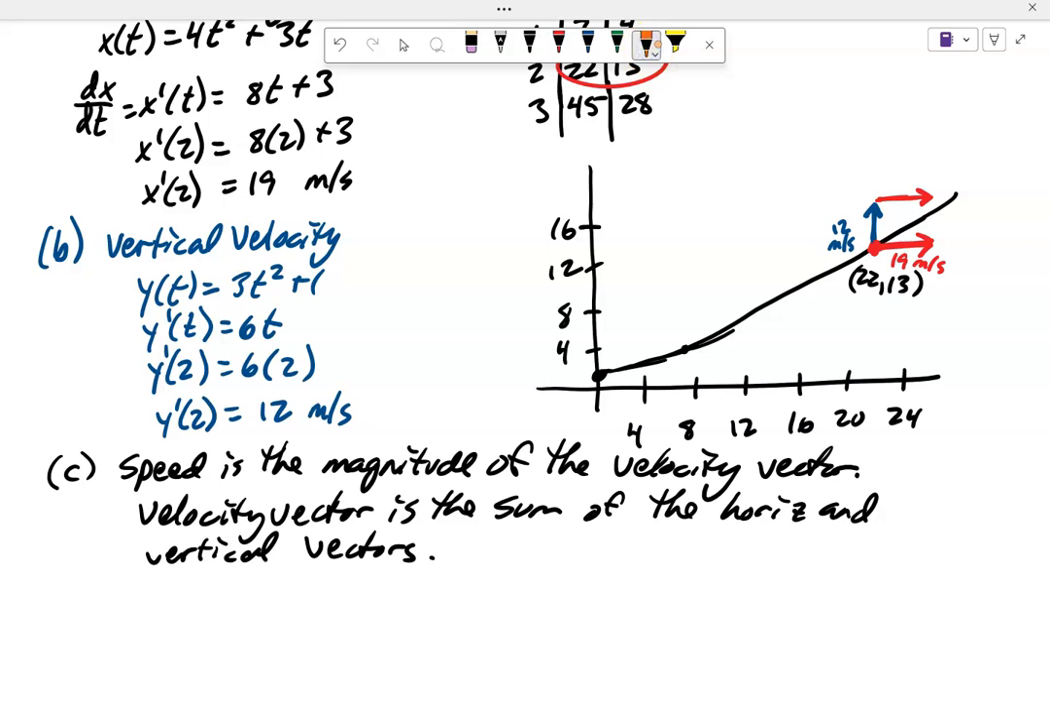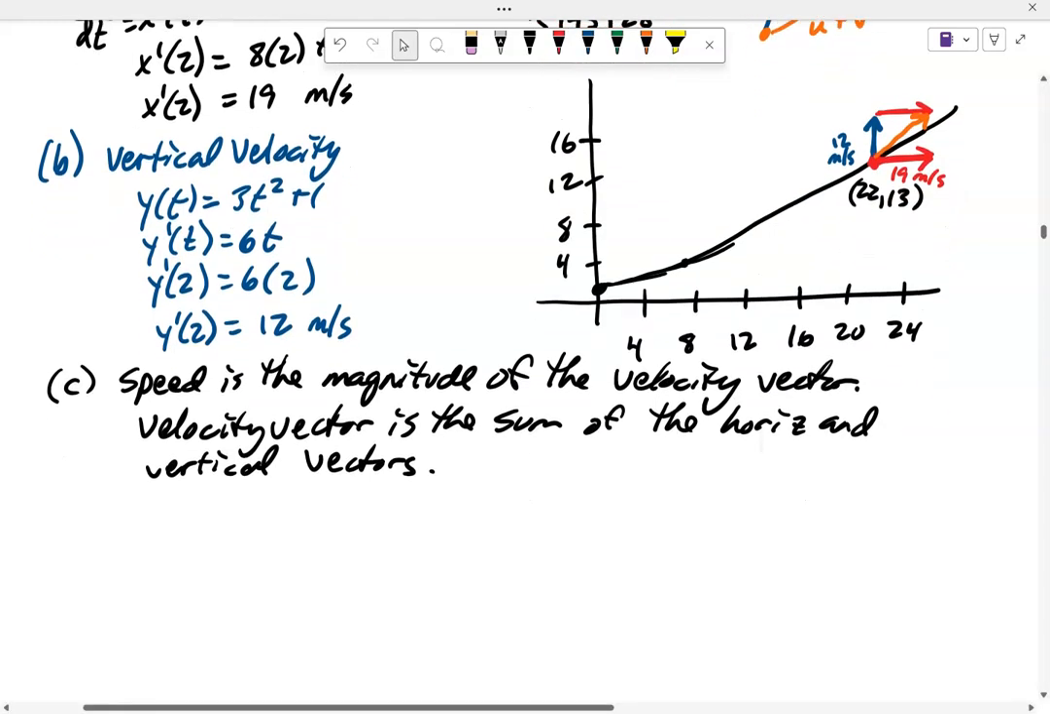So if you remember, if you have a vector u plus vector v, the sum of those, it goes from the initial to the terminal. That's vector u plus vector v, right? And so that's what I have here. Let me draw it in orange right here. That's the velocity vector there in orange that I'm looking for.